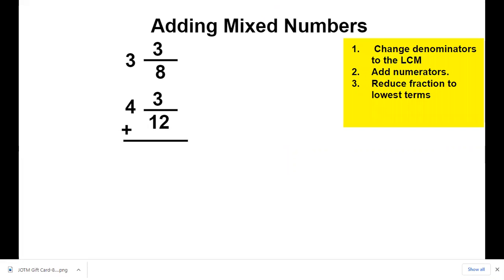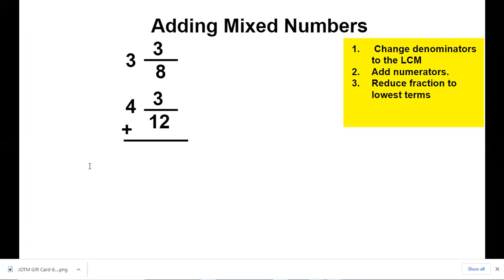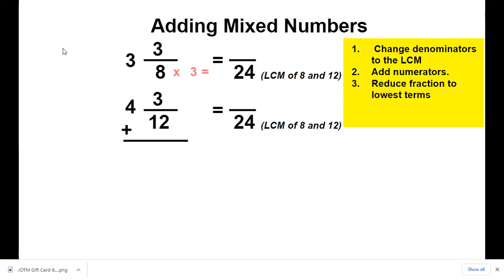So here are our rules. Change the denominators to the least common multiple. Add the numerators. Reduce the fraction to lowest terms. So what is the least common multiple of 8 and 12? Well, we can list all the count-bys of 8: 8, 16, 24. And then with 12, it would be 12, 24. So notice our first match is 24. So 24 is going to be our least common multiple. And then we say 8 times what gives me 24? Well, times 3. So we times the top by 3 and get 9/24.